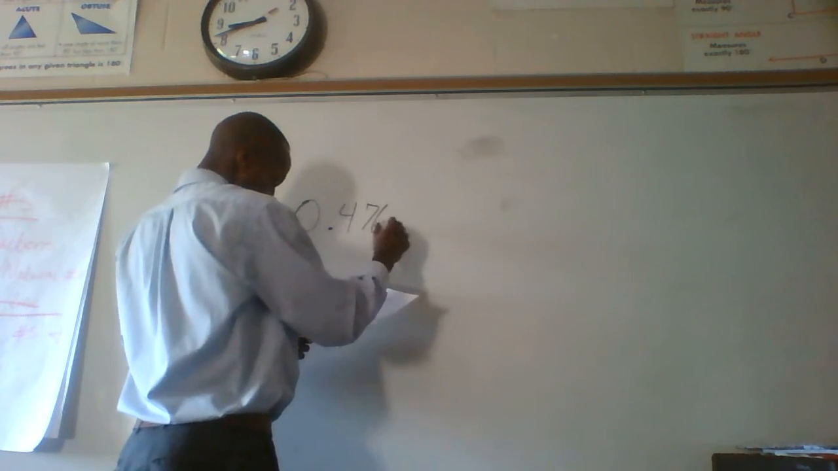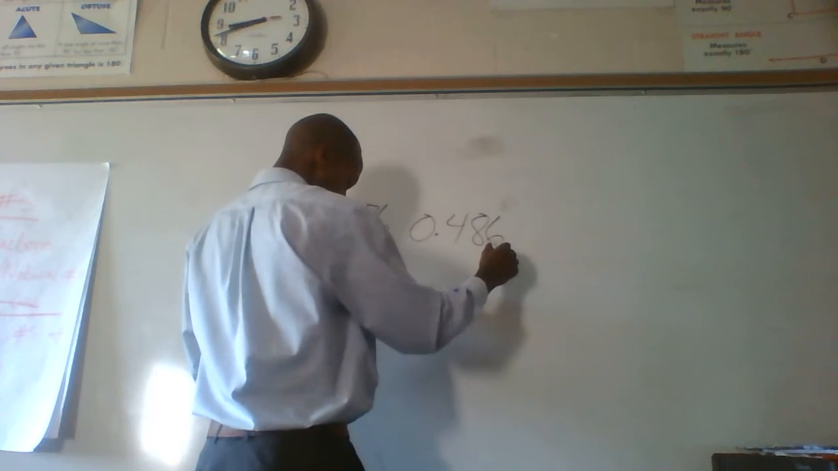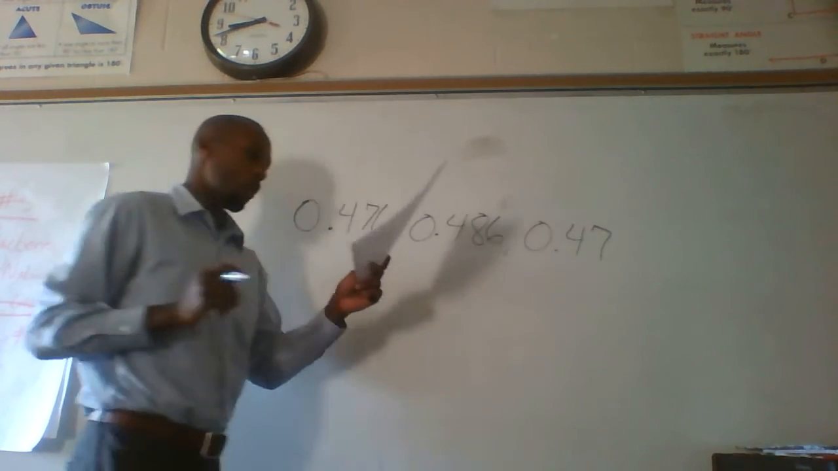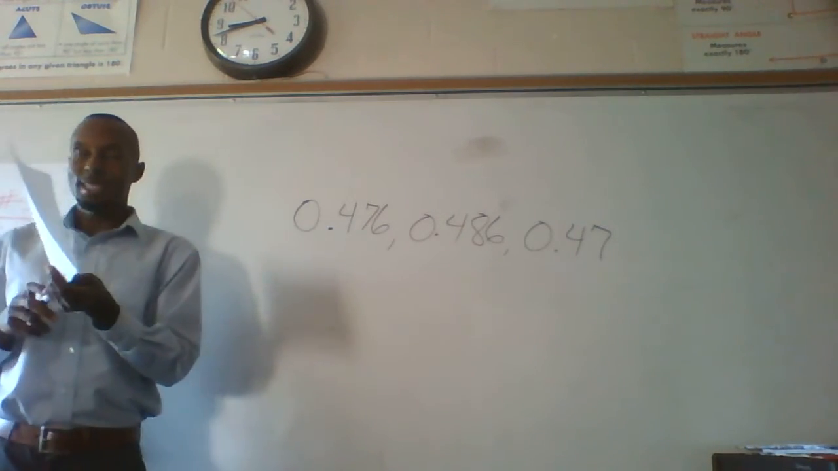0.476, 0.486, 0.47. Okay, so we're ordering from least to greatest. So what's this going to be from least to greatest?